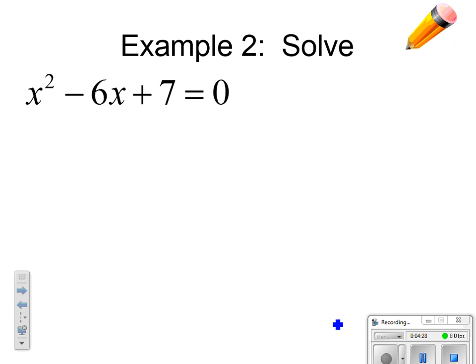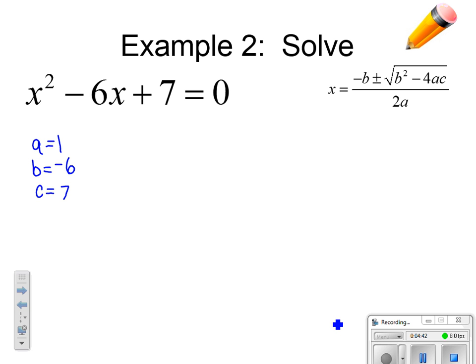Okay, example number 2. First thing you do is identify your a, b, and c. a is the number in front of x squared, which is 1. b is negative 6, and c is 7. Okay, we're going to use that formula again. I got that up there. The opposite of b, opposite of negative 6 is 6, plus or minus the square root. Now here's the tricky part, because you don't want to say negative 6 squared like that.